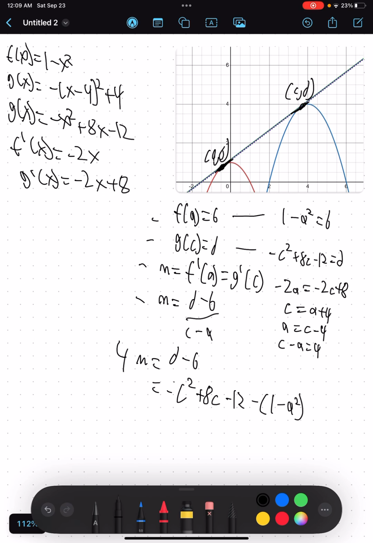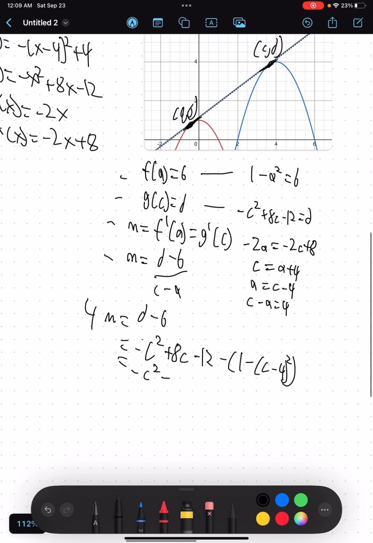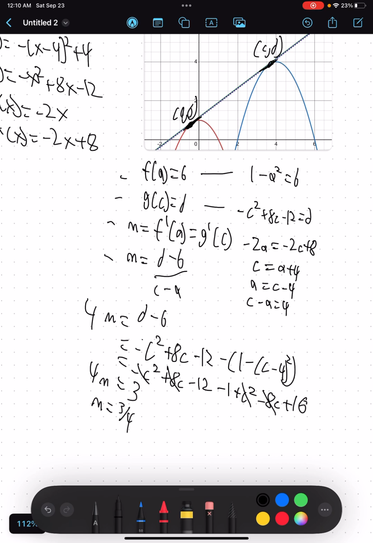And then we're going to use this equation to get it in c's. So what we have is c minus 4 squared. This works out to be negative c squared plus 8c minus 12 minus 1 plus c squared minus 8c plus 16. And this is where the magic happens because these two cancel out and these two cancel out. So we just have 4m is equal to 3, or m is equal to 3/4.